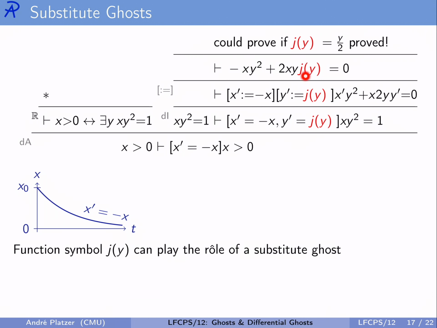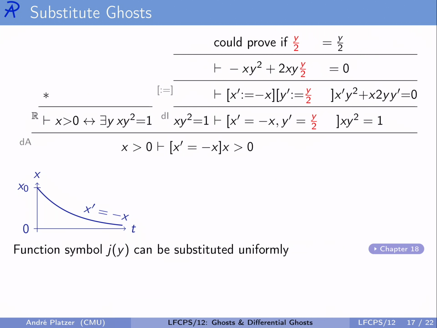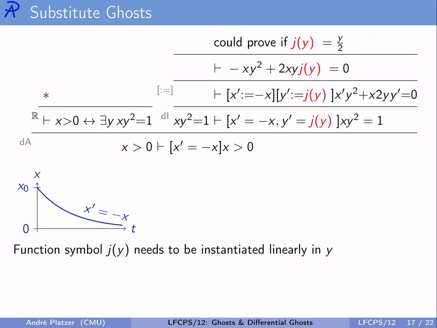And then plug this in here and here and here everywhere, and then take the entire proof and say, I could prove this if only I were to replace the function symbol j of y with y over 2, which you can actually substitute in uniformly, as we will see in the 18th chapter of this textbook. Of course, even when doing that, we still have to make sure that the differential equation we're plugging in for the differential ghost actually is a linear differential equation in the new variable y. It can be arbitrarily complicated in the old variables, but not in the new ones, to make sure the solutions exist for long enough.